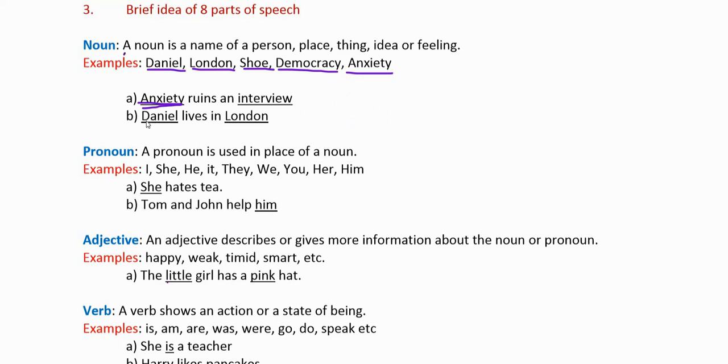And in the next sentence, as you can see, Daniel is the name of a person and London is the name of a place. Hence, these two are nouns. Let me give you another example.